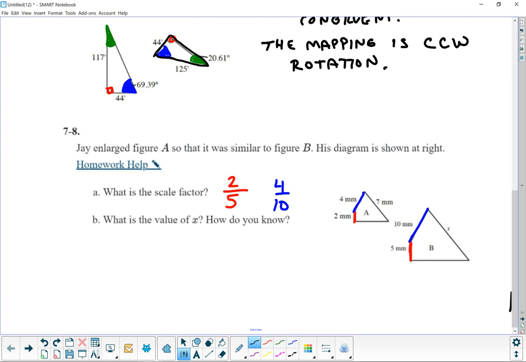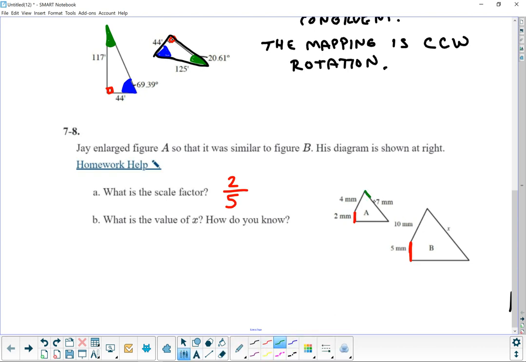Notice that the 4 and the 10, you can divide them both by 2. And if you do that, you will still end up with the same thing as 2 over 5. 4 divided by 2 is 2. 10 divided by 2 is 5. So your scale factor is 2/5. But we'll just stick with the reds. Either way that you do it, you will get 2 over 5. Now we can try to figure out what the x is.